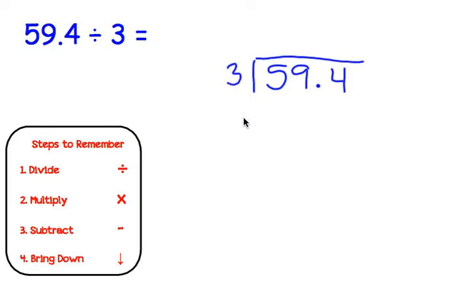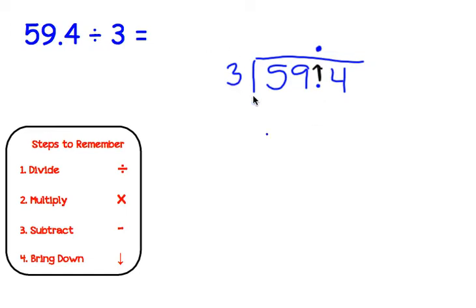Now the only real difference with dividing with decimals in this case is we need to take that decimal point and write it just above where our answer will go. So we're just going to write the decimal point right away. Now we just divide like normal. So we're going to follow our steps.